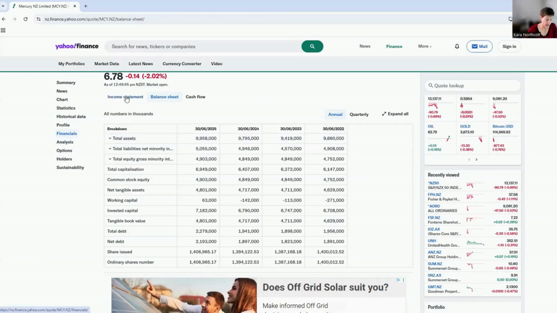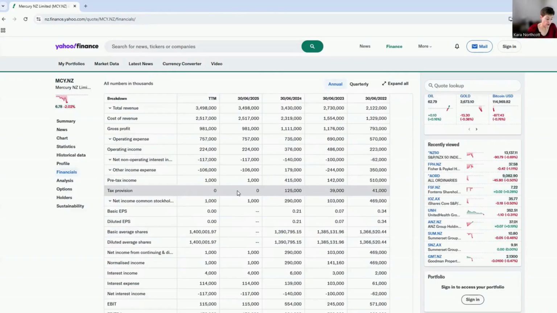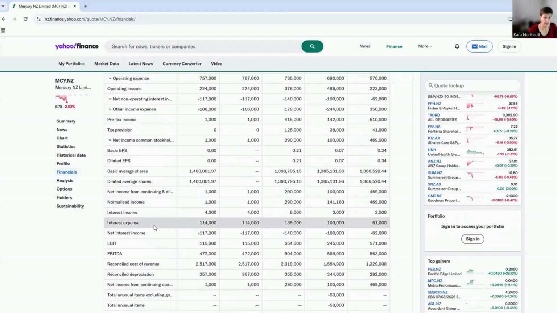So we want to look at the income statement, so we'll just go to that one. Now we want to look at the net income. If I scroll down here, you can actually see it was sort of almost repeated twice. You've got net income here from continuing and discontinued operations. And then a little bit further down, you've got net income again from continuing operation and net minority interests.